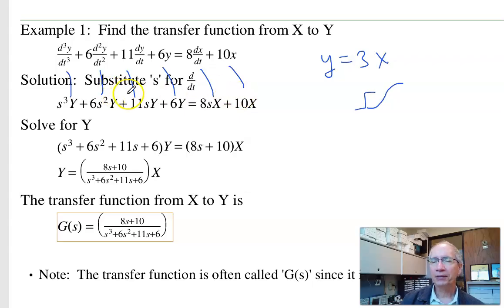Once I have a function in s, I can use algebra. Factor out the y's, factor out the x's, solve for y in terms of x. So this is the relationship between x and y using Laplace notation. Now I can treat this as a gain. Essentially, x is amplified by some gain to get to y. So this part right here is called the gain, G of s. It's a function of s, which means it's a function of frequency. It's a filter.